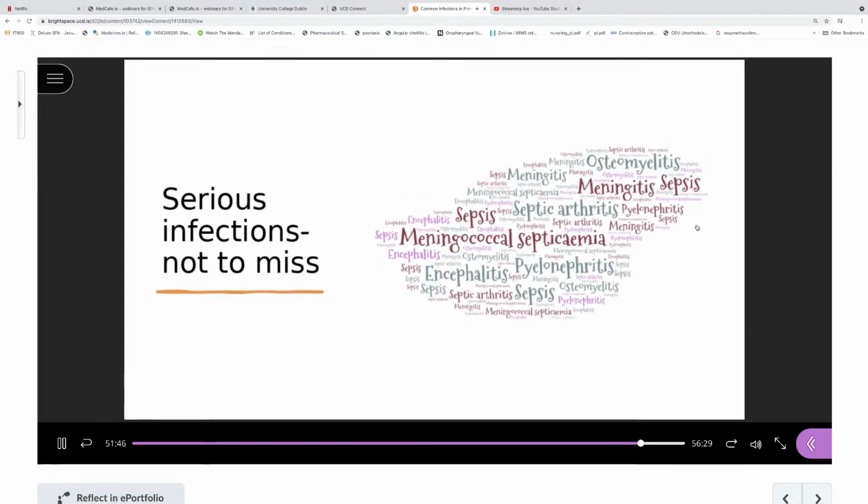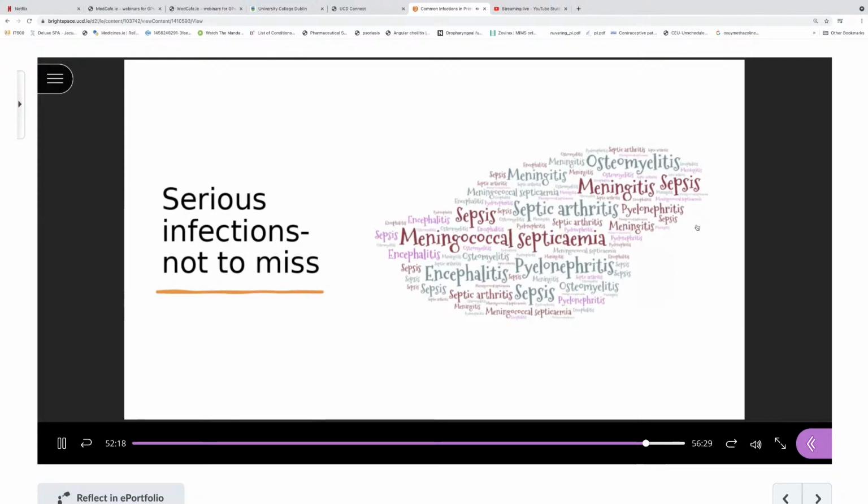Just to mention the serious infections not to miss. So it's not possible to go through all of these today, and we are dealing with the common infections primarily, but bear in mind, meningitis, meningococcal septicemia, that's something we don't want to miss in kids, and very occasionally, very rarely really, that can present in older age groups as well. Sepsis is always a possibility at any age, and thorough assessment, good history taking, and a good examination, including the vital signs, will help us to identify this.